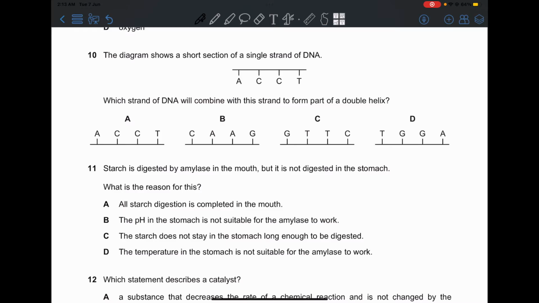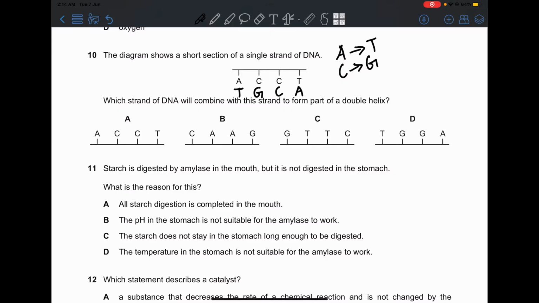Now number 10, the diagram shows a short section of the single strand of a DNA. Which strand of DNA will combine with the strand to form part of the double helix? Basically they need the corresponding bases over here. Now we know that base A actually binds with base T and C binds with G. So we're going to be choosing something that has a T to bind with the A over here and a G and a C and also a T.